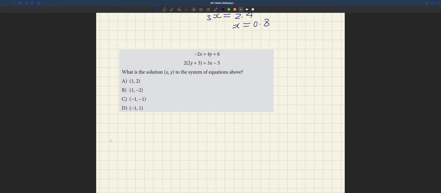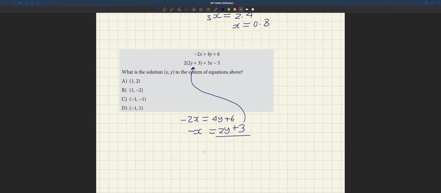Negative 2x equals 4y plus 6, and 2 times the quantity 2y plus 3 equals 3x minus 5. What is the solution (x, y) to the system of equations above? Now, this is an example of a system that you can solve faster by using substitution. Since negative 2x equals 4y plus 6, this shows that negative x can also be equal to 2y plus 3. As you can see, 2y plus 3 is common here. So now we can put negative x in place of 2y plus 3 here.